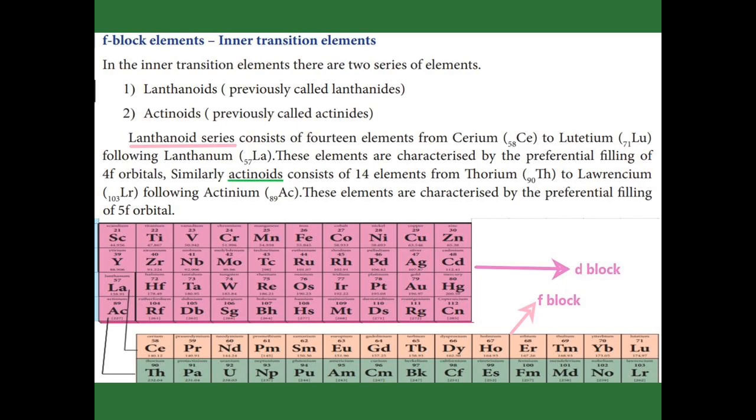In the same way in actinoid, after actinium, the elements from thorium to lawrencium, the electrons are filled in the 5f orbital, so they are placed in another row. These are placed below the periodic table. These two are called f block elements, and another name is inner transition elements. Why are they called inner transition elements? Because the f block elements are placed inside the d block elements.